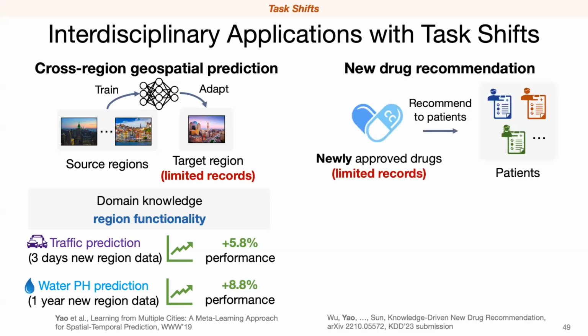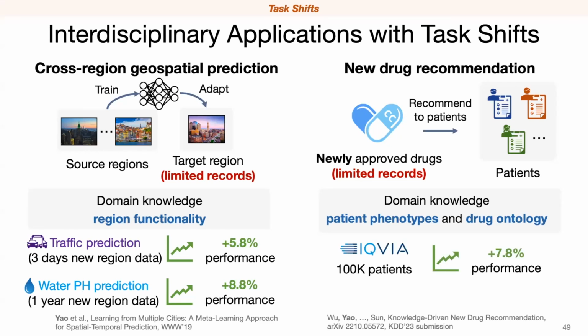And another application is about new drug recommendation. Here we aim to recommend the newly approved drugs to the patients, where the newly approved drugs only have limited records. So we leverage domain knowledge about the patient phenotypes and the drug ontology to capture the relationships behind the patients and behind the drugs. We apply it on the IQVIA dataset, which includes 100K patients. This dataset includes the patients' claims from the IQVIA company, and our method achieved more than 7% improvements. And this is joint work with some medicine schools like Northwestern Medicine, UIUC Medicine, and Stanford Medicine.